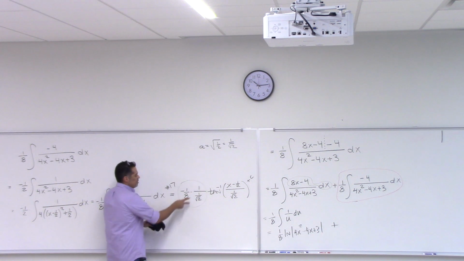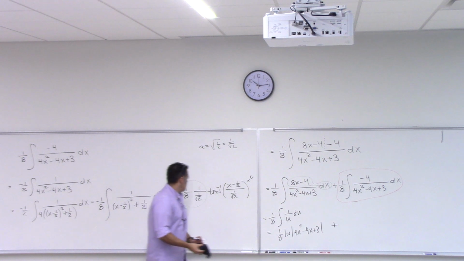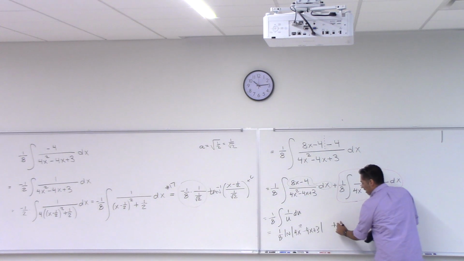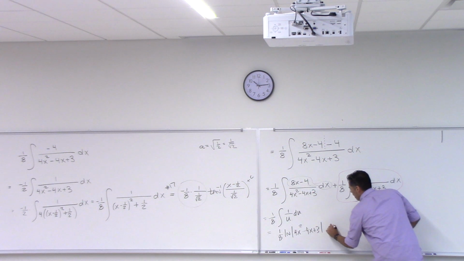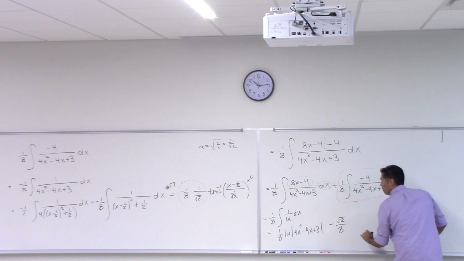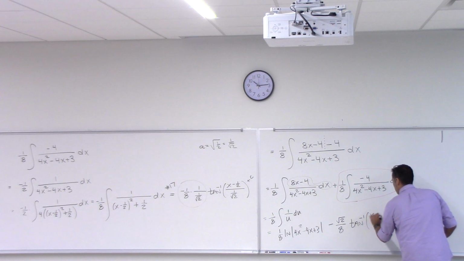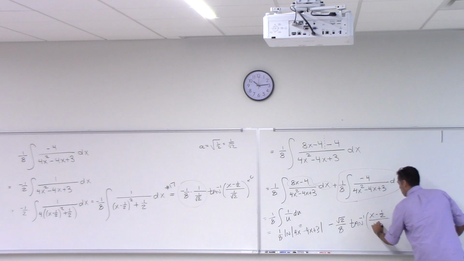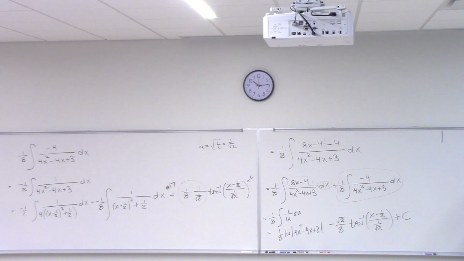So all I'm going to do is just reciprocate this and put the root 2 up here on top of this 8 and put a negative in front. And then that inside, I'm not even going to touch it. I'm just going to leave it alone. All right? So over here, we have plus, but it turned out to be negative, didn't it? So minus the root 2 over 8 inverse tangent of x minus a half over 1 over root 2 plus c. There we go.